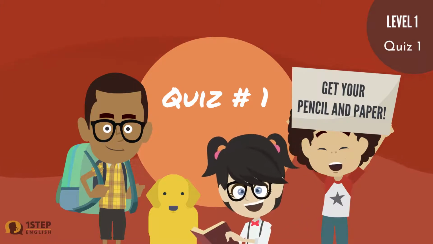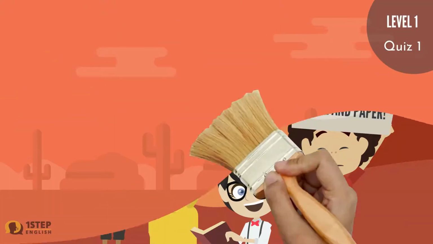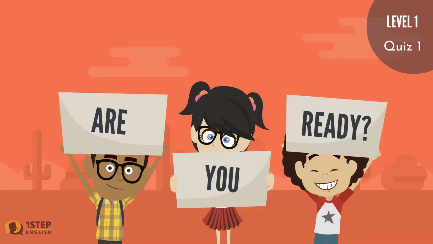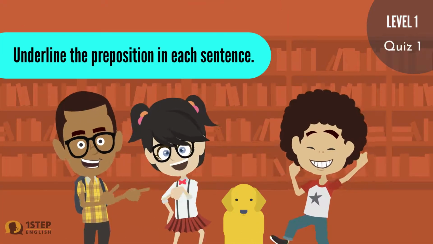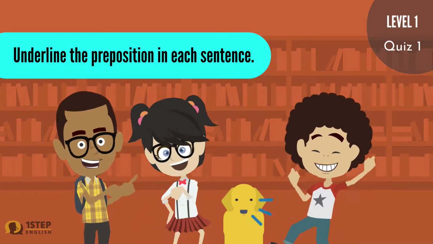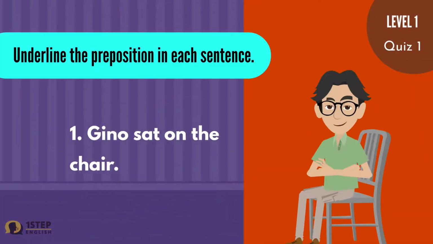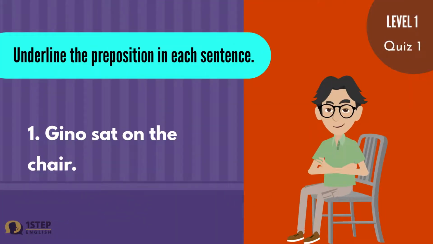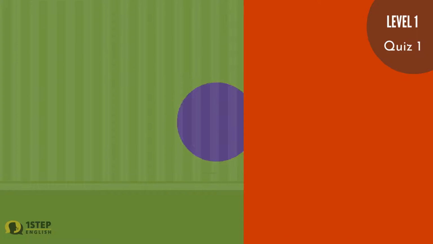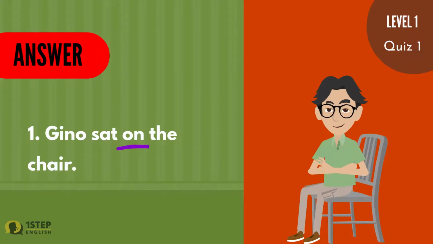Quiz number 1. Ready your pencil and paper. Are you ready? Underline the preposition in each sentence. Number 1. Gino sat on the chair. The correct answer is on. Gino sat on the chair.